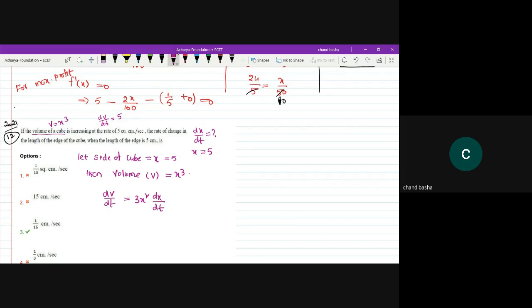What is the dV by dt value? dV by dt is equal to 5, is equal to 3 times x square, and the value is 5 square, into dx by dt. 5 will get cancelled, or 5 divided by 3 into 25 is equal to dx by dt. He's asking just dx by dt. 5 one time, 5 times. So dx by dt is equal to 1 by 15, which is the required answer. That is option 3.